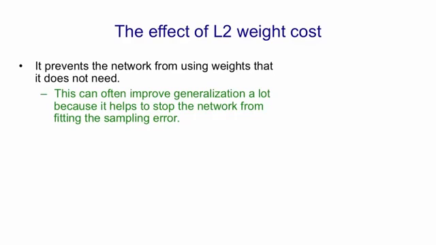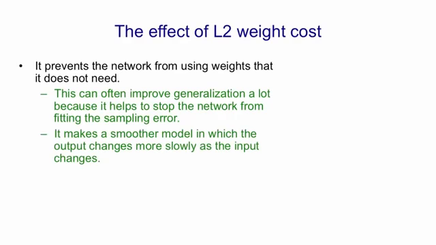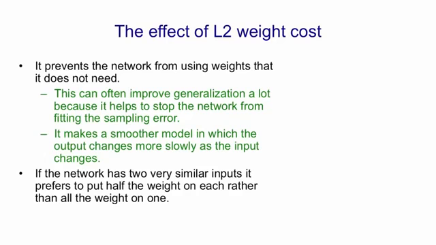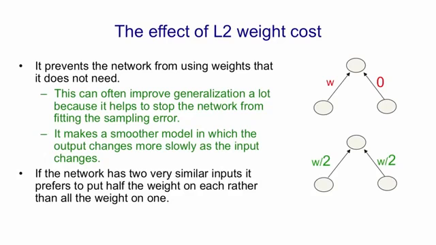This often improves generalization a lot because it can't use those weights that it doesn't really need to fit the sampling error. It also makes a smoother model in which the output changes more slowly as the input changes. So if the network has two very similar inputs, when you put in an L2 weight penalty, it prefers to put half the weight on each of those two similar inputs, rather than all of the weight on one, as shown on the right here. If the two inputs are very similar, those two networks will produce very similar outputs, but the one with the halved weights will have much less extreme changes in its output when you change the inputs.